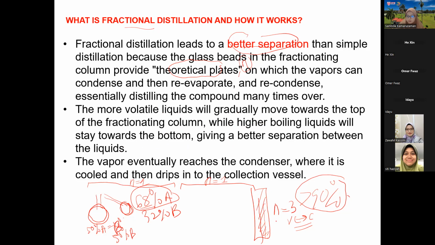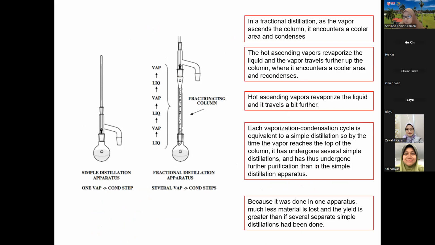So we are expecting that at the bottom of the fractional column is the one with the higher boiling point, and the one at the top of the column is the one ready to condense back into liquid, which is the lower boiling point. So you can have an assumption or expectation on that. This is the one that I already explained, the one from the book. I think you can summarize from what I already explained, quite similar with this one.